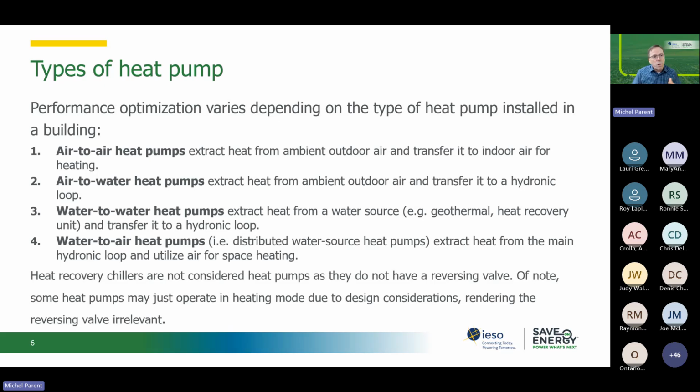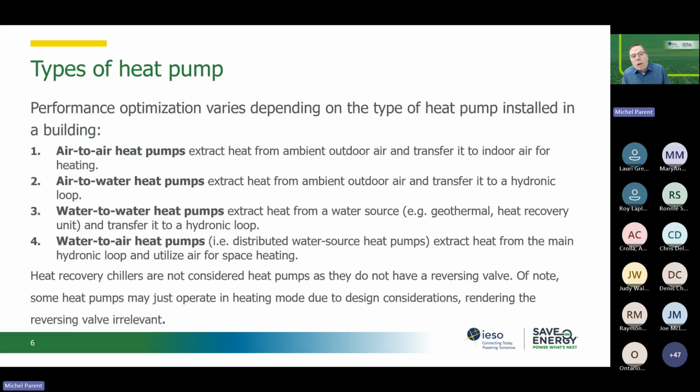And then you also have the water-to-air heat pumps. You can think of your distributed water source heat pumps, which are fairly common in many buildings, where the source is a water loop that can have a boiler and a cooling tower, and its sink is the air, because the DX coil, the direct expansion coil, sends that heat when it's in heating mode directly into the building air, not through a hydronic loop.